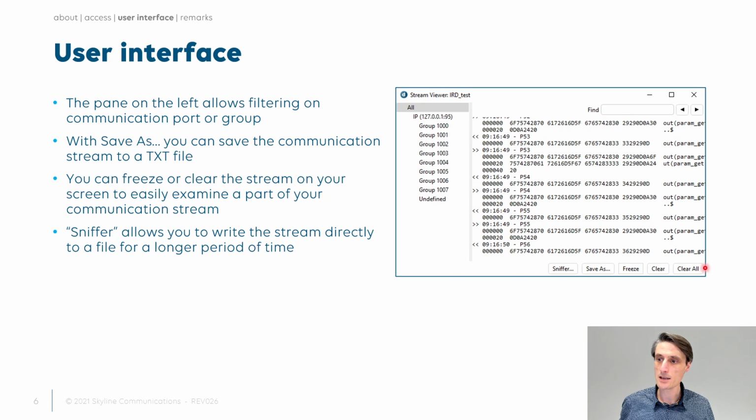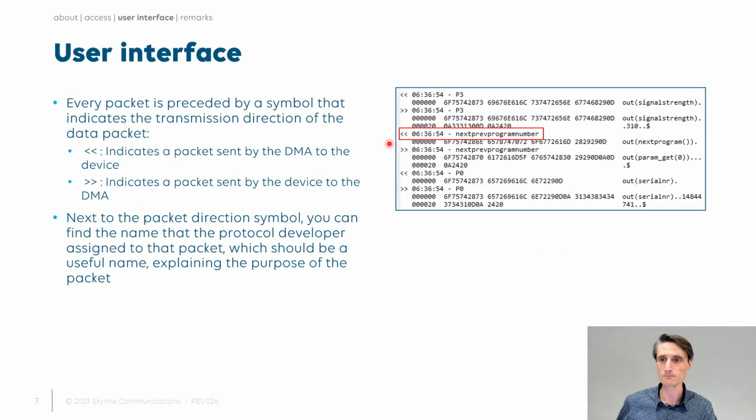On the bottom side, you have a clear all, and freeze. If it's going too fast, you can just freeze your pane. You can also save whatever you see here into a file so that you can send it off to your contact person that's maybe going to dig deeper into that issue you're seeing here. And a sniffer allows you to actually immediately dump it into a file, allowing you to have it running for a longer period of time. And you do, of course, also have that find on top, which speaks for itself.